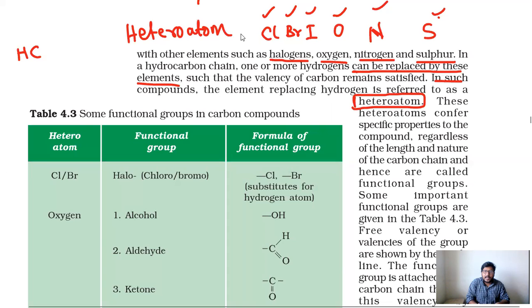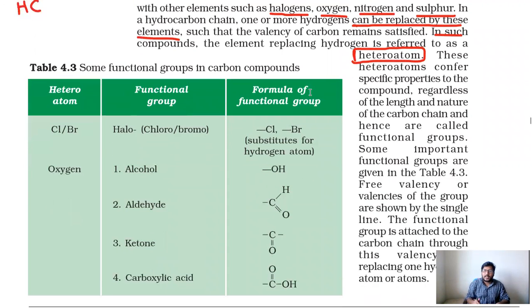Names given to that: heteroatom. What are heteroatoms, if they ask, what can you say? In a hydrocarbon chain, if we are removing hydrogens, and in place of hydrogen you are representing some other element, those elements are referred to as heteroatoms. These heteroatoms confer specific property to the compound regardless of the length and nature of the carbon chain. You see, these heteroatoms confer specific property to the compound. So the total property can be changed.